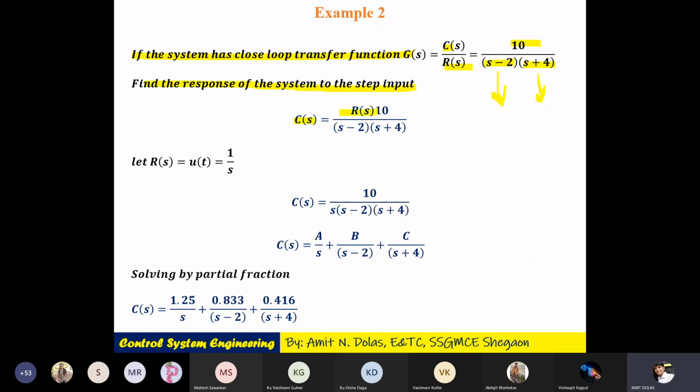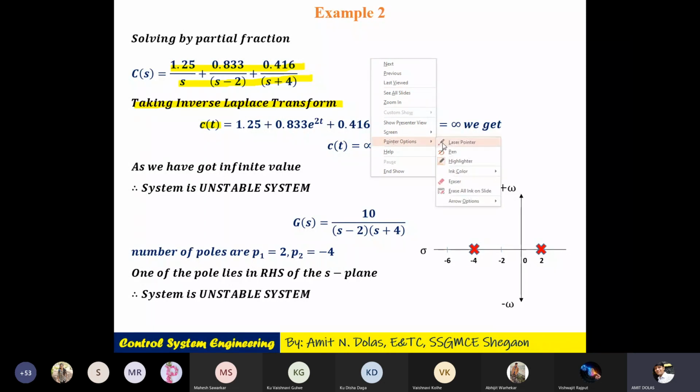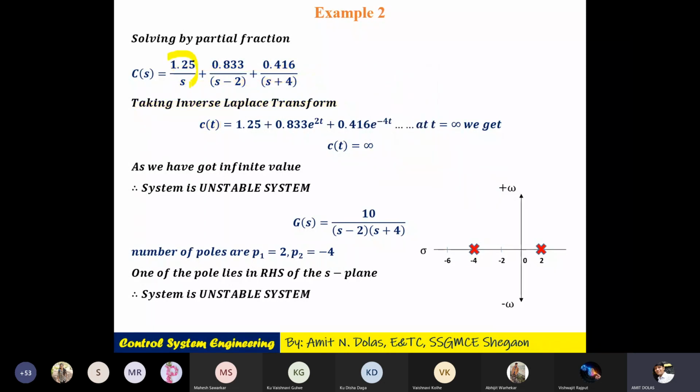Step response will be C of S, R of S 10 upon this term. Then R of S is nothing but 1 by S, putting that again by partial fraction. I'll not read it out. So it will be 1.25 divided by S, yahan pe plus sign, 0.833 divided by S minus 2 plus 0.416 divided by S plus 4. Aur iske baad kya karna hai humein, taking inverse Laplace transform, kyunki humein time domain mein hi dekhna hai signal kya hai. So inverse Laplace transform liya hai to C of t will be inverse Laplace transform of 1.25 by S. It will be simply 1.25 here.